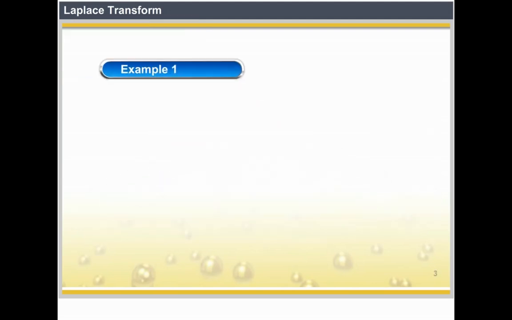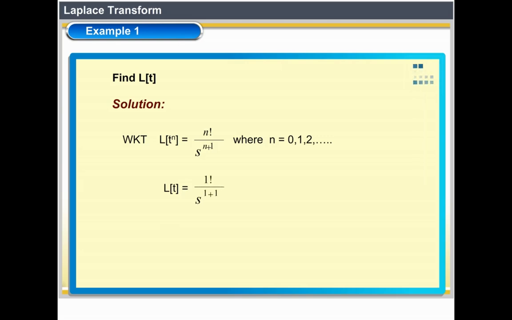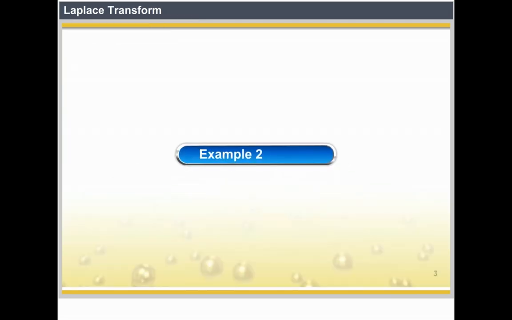Example 1. Find L of t. Solution: we know that L of t power n equals n factorial divided by s power n plus 1, where n equals 0, 1, 2, etc. Laplace of t equals 1 factorial divided by s power 1 plus 1, which equals 1 divided by s square. Here n equals 1.